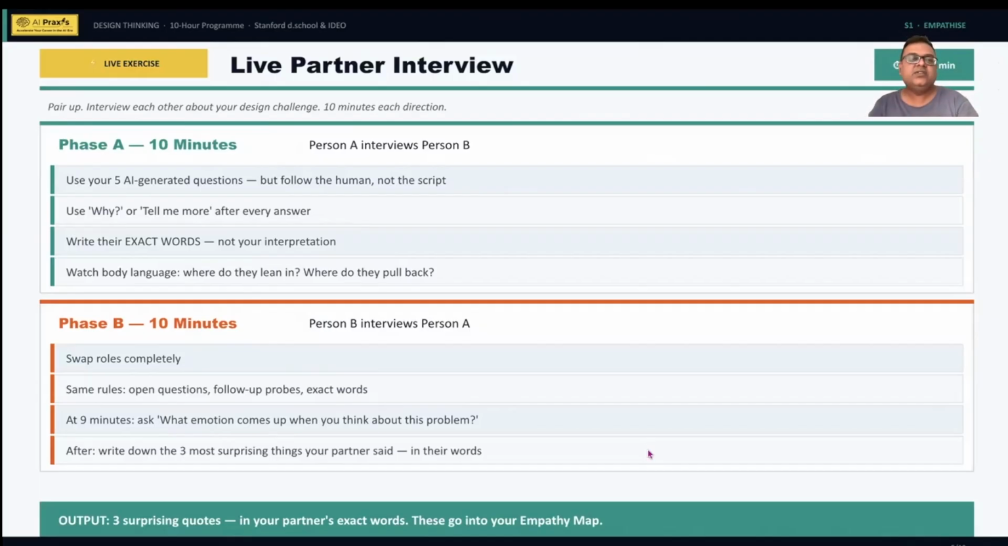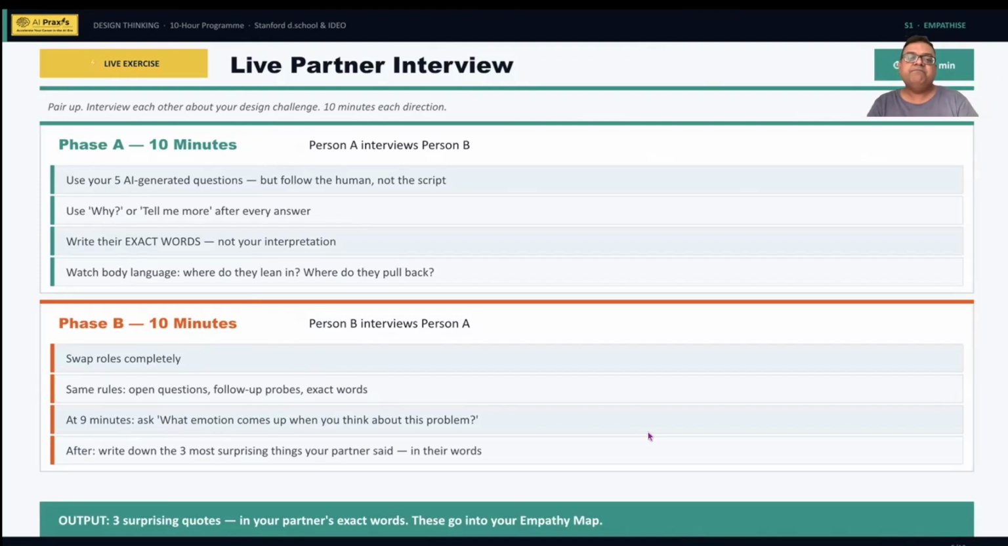Now, let's look at the next instruction. Write their exact words, not your interpretation. This may seem like a small detail, but it's incredibly important. Suppose your participant says, every Monday morning, I feel nervous before entering the office. Don't write, the user is stressed. Those are your words. Instead, write exactly what they've said: every Monday morning, I feel nervous before entering the office. Later, those exact quotes will become the foundation of your empathy map. And they often reveal emotions that summaries completely miss.